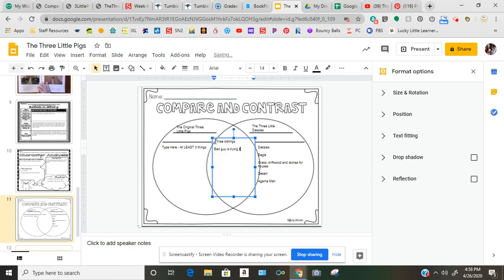is trying to blow down their houses. And let's see, what's the third one that we could? Oh, the third sibling's house stays up in this one. Okay. So there's my compare and contrast. So at least 3 ways they're the same and at least 3 ways they're different. Like I said, you might be able to come up with a lot of ways they're different. So you can put more than 3, but at least 3 for each section of that Venn diagram.